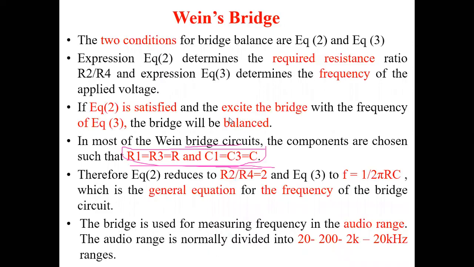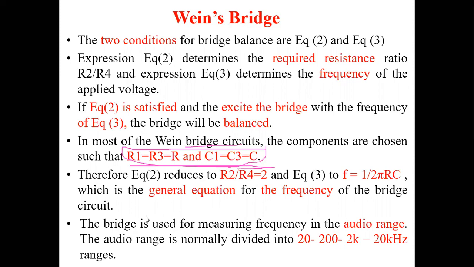Okay, and so these equations are referred to as the general equation for frequency of the bridge circuit. The equation F is equal to 1 by 2 pi RC is nothing but the general equation for frequency of the bridge circuit.